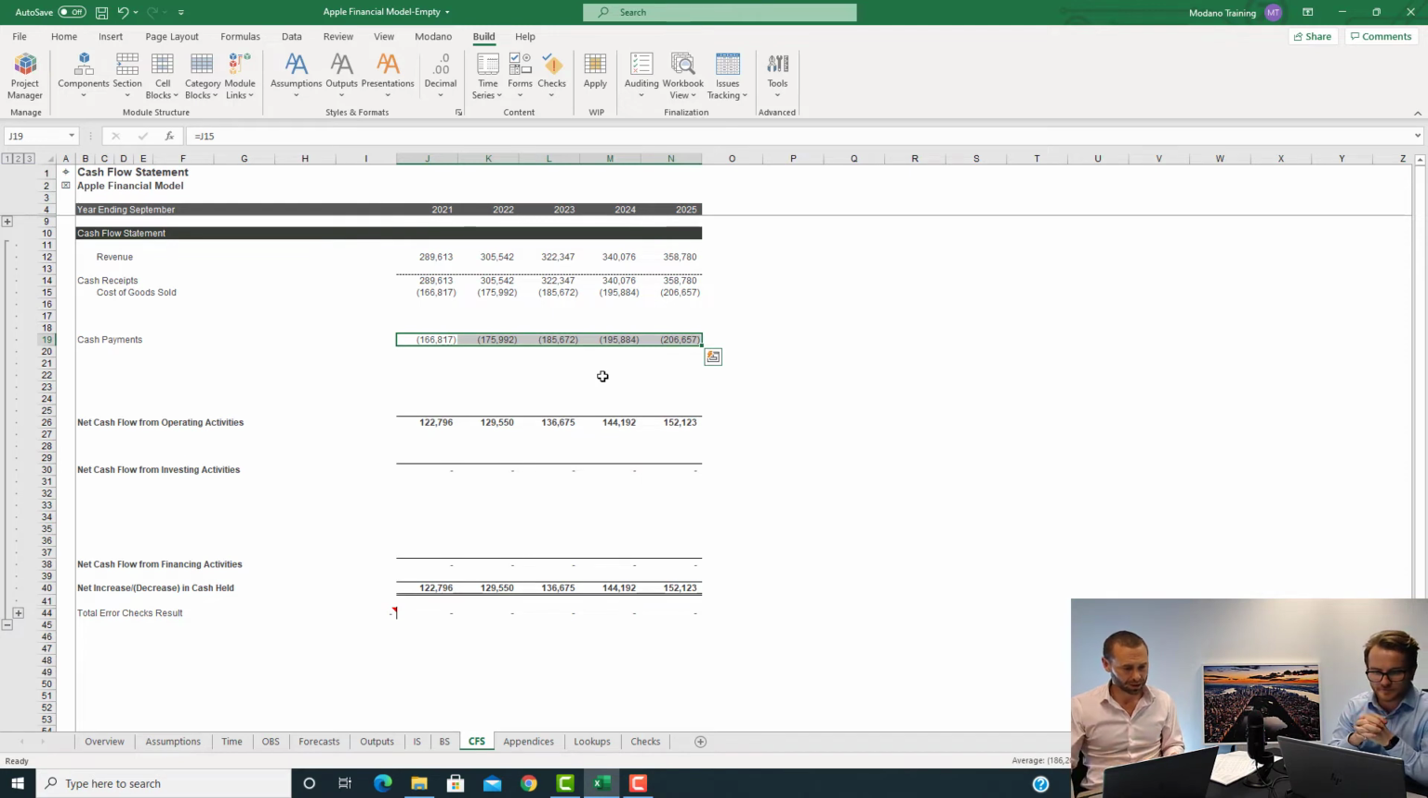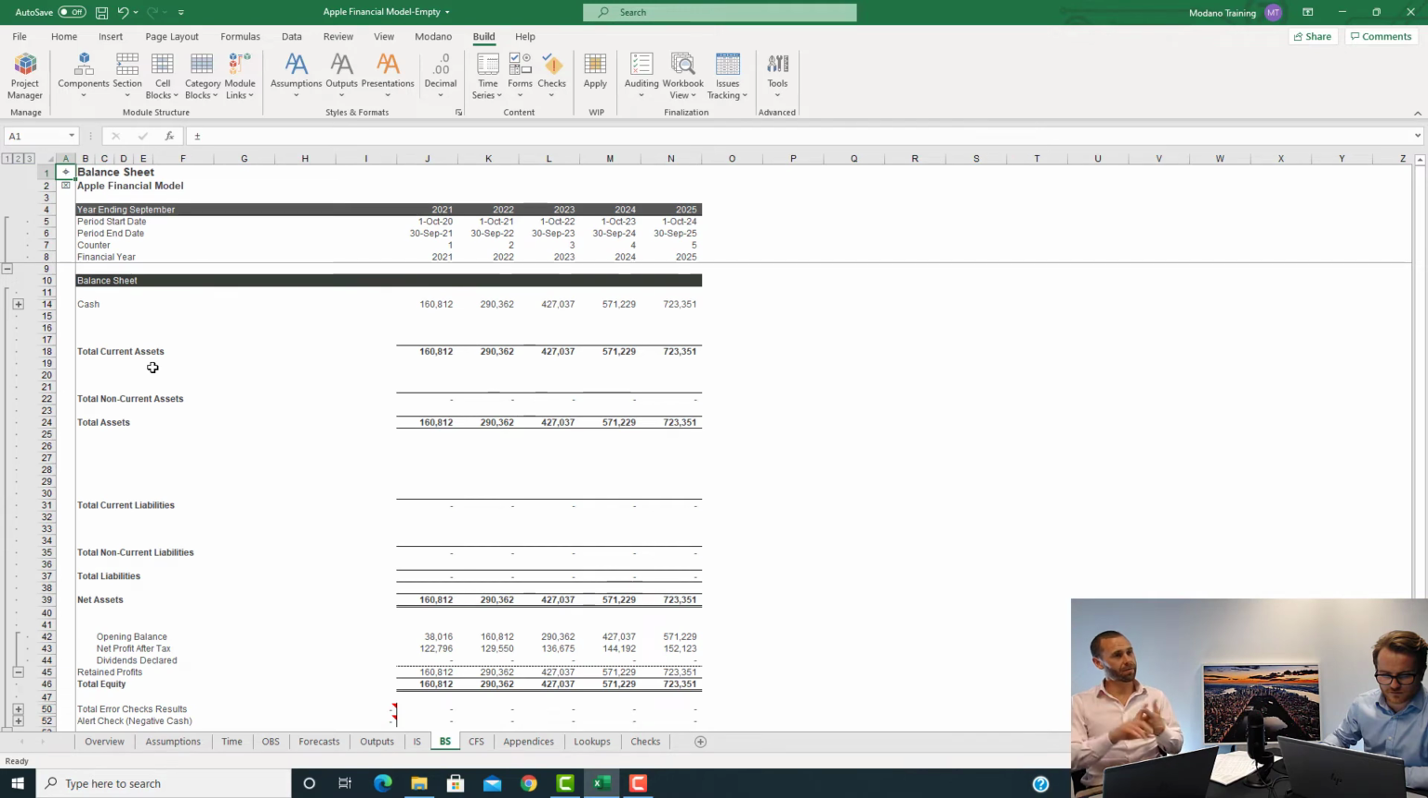Perfect. Okay, so after doing this, the change in cash held, we should have now 122,796 in a forecast for 21 at the very bottom. A change in cash held, increasing to 152,123 at the end. Correct. Great, and we're balancing, so we're in good shape. So we've now got revenue and cost of goods sold forecast in our model, balance sheet balances, we're in great shape.